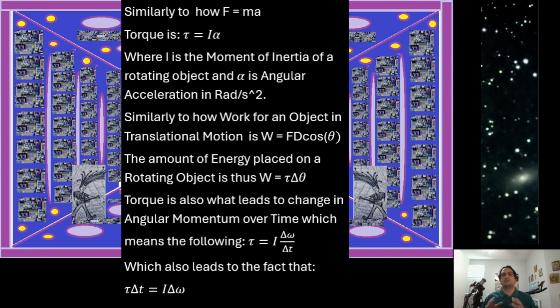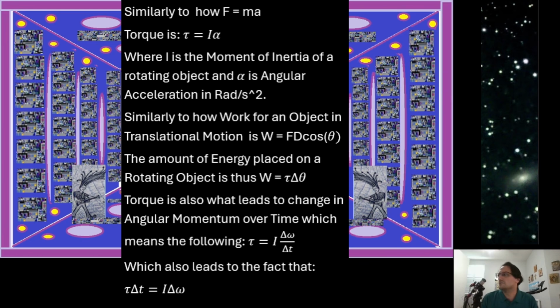So notice that when you apply force to an object and it moves forward, you're applying a force over a displacement. So that's work, that's the amount of energy put into the object. But if you apply a torque on an object and the object rotates a given amount of theta, this is then an explanation for how you're putting energy on the object so it can rotate.